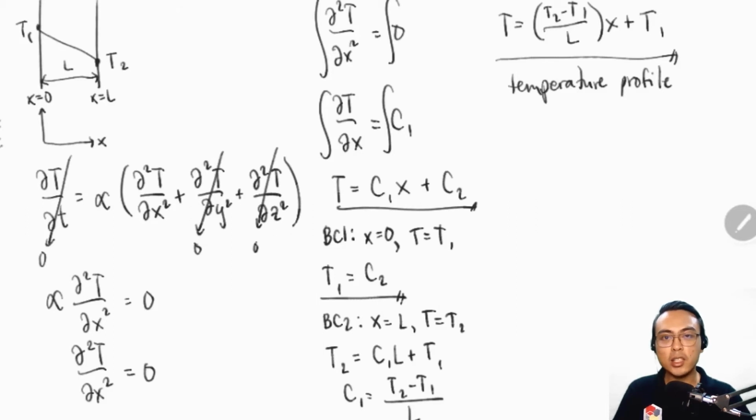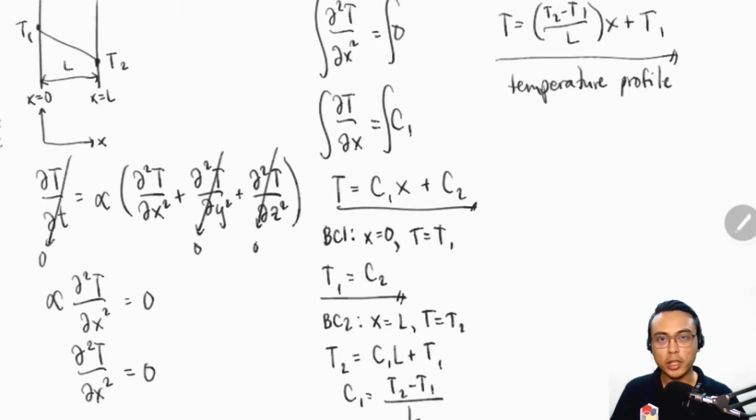Okay? This means that the temperature linearly varies with respect to position, and it is varying with a slope of T2 minus T1 over L. Now, you can imagine that if the difference between T2 and T1 is large, then your slope would be larger and the steepness of the profile would be larger as well. So that is how we use the general energy equation to derive the temperature profile of a system.